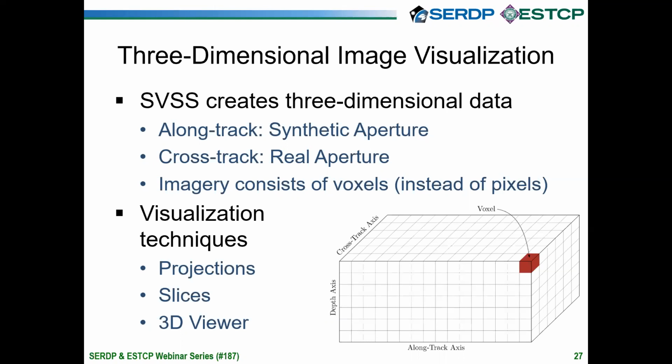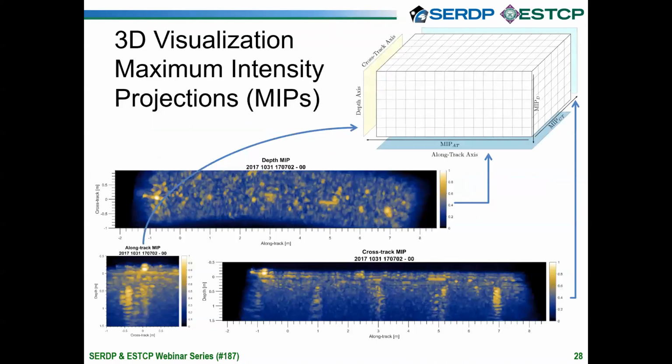So we generate this three-dimensional imagery, and now we need a way to visualize it. We're going to see three different techniques. The first is known as a projection, where we project that imagery down to 2 dimensions. The second is known as slicing, where we literally reach inside and extract 2-dimensional slices from the data. And finally, we'll look at an example where we use a 3D viewer to visualize this imagery.